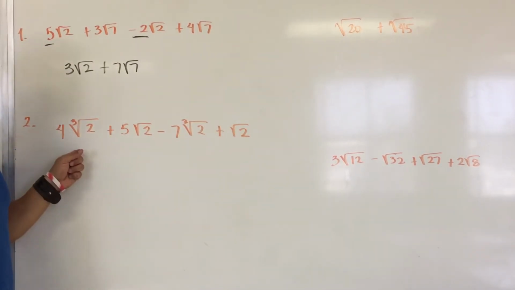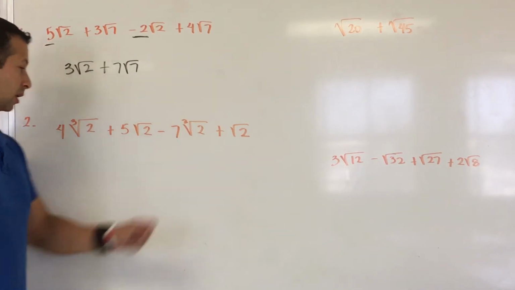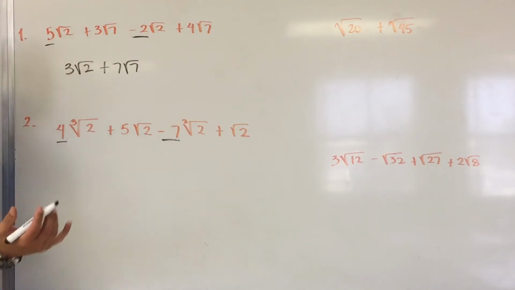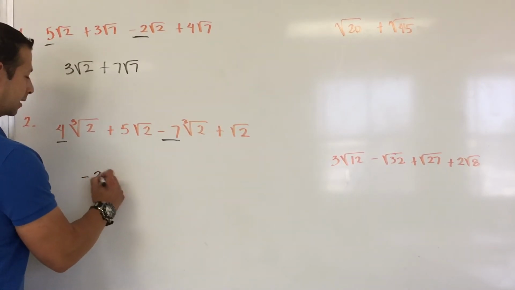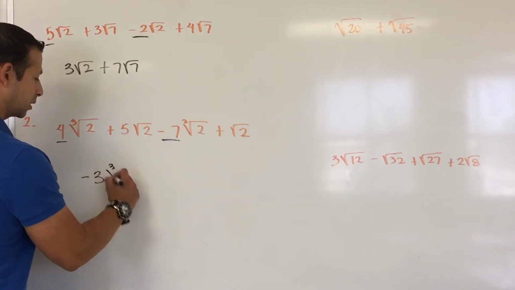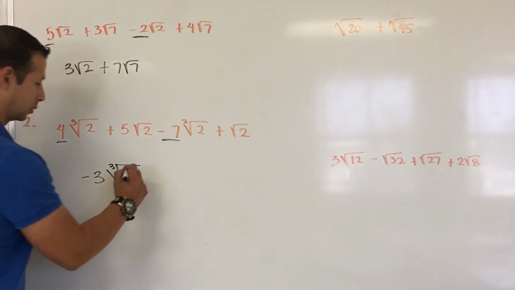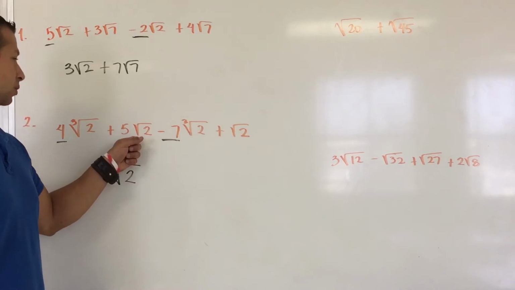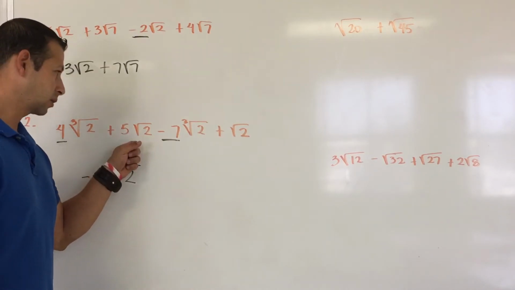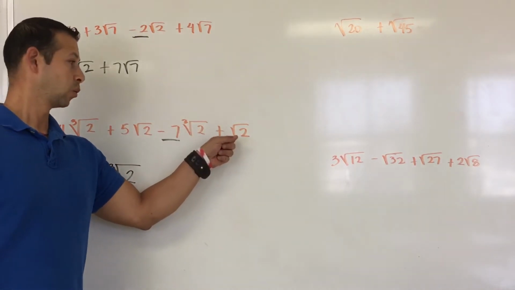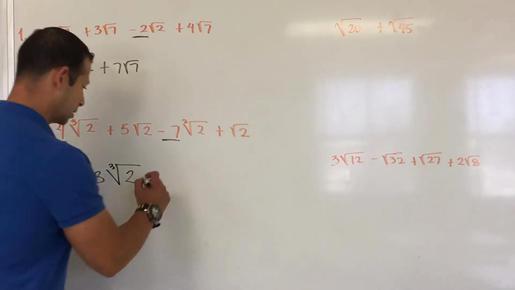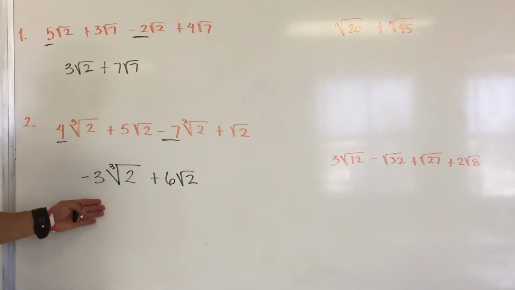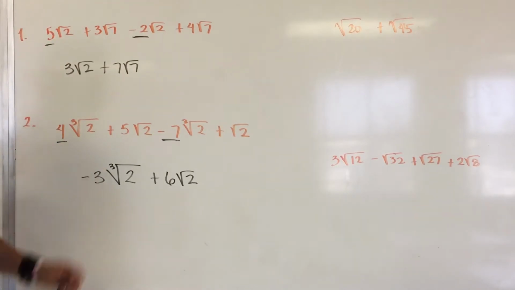The cube roots also go with the cube roots. So here you have a 4 on the outside minus 7. So 4 minus 7 obviously is negative 3. But you have to make sure you say it's a cube root of 2. And then we go ahead with the square roots, square root of 2. 5 radical 2 plus 1 radical 2 is 6 radical 2. And that would be your simplified version of this guy.